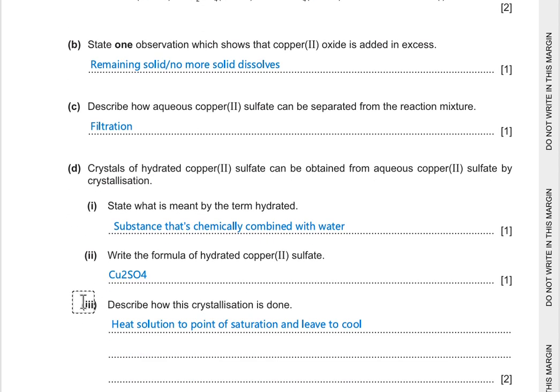Crystals of hydrated copper(II) sulfate can be obtained from aqueous copper(II) sulfate by crystallization. Say what is meant by the term hydrated. A substance that's chemically combined with water. So they can alternatively ask, state what is meant by a substance that is chemically combined with water, or state one word that can describe a substance that's chemically combined with water. You can say hydrated. Write the formula of hydrated copper(II) sulfate. That is going to be CuSO4·5H2O.